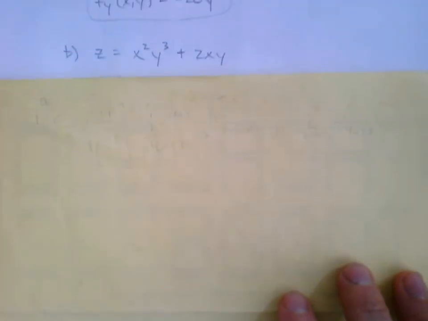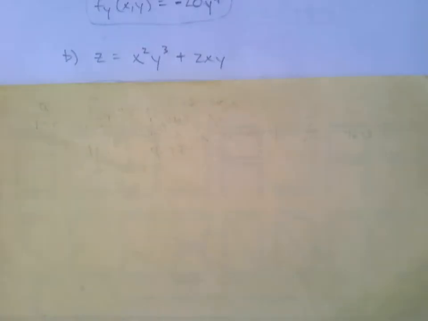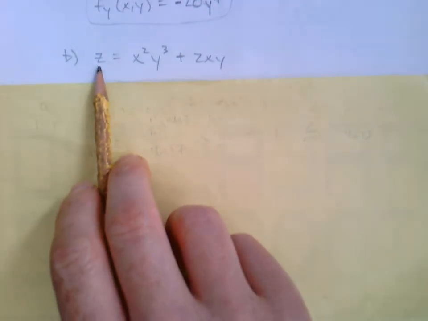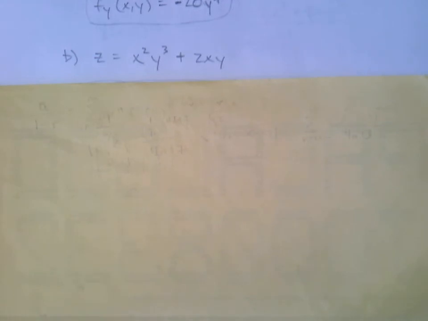Okay, let's do one with the z notation. A big part, anytime you learn anything new in math ever, there's always a new notation to learn at the same time. The procedure is the same as if it was called f of x y, but we've got the z. Okay, so let's take the derivative with respect to x first.